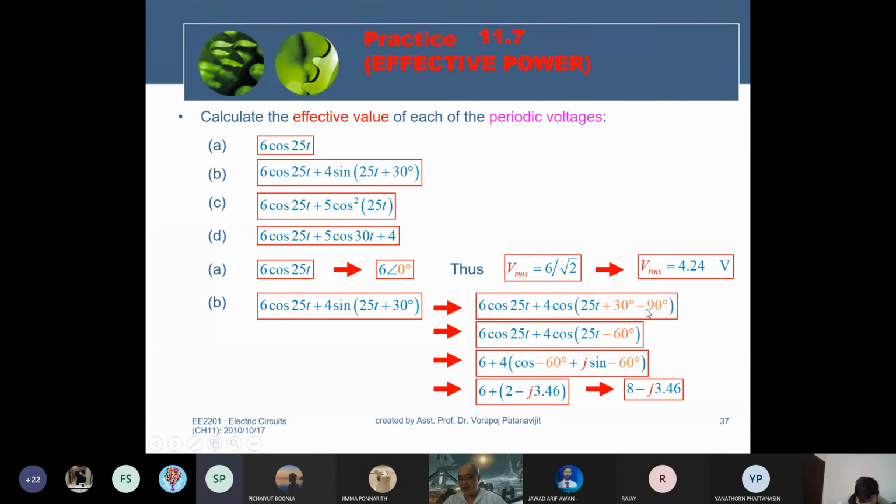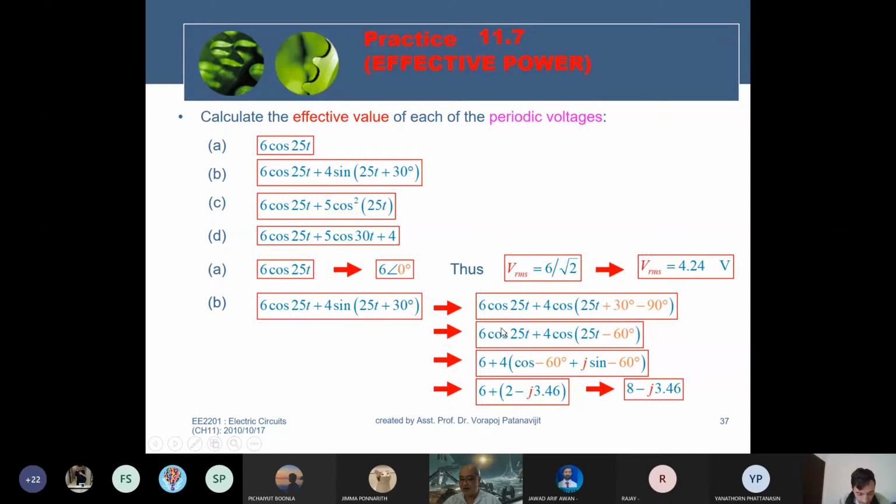Okay, here we have everything minus 90 degrees because you must convert the sine function to the cos function, right? We shift by 90 degrees. To change from the sine function to cos, we must shift by 90 degrees, right? After we get here, we convert them to the phasor, 4 at minus 60 degrees, and then you convert the phasor into a complex number.